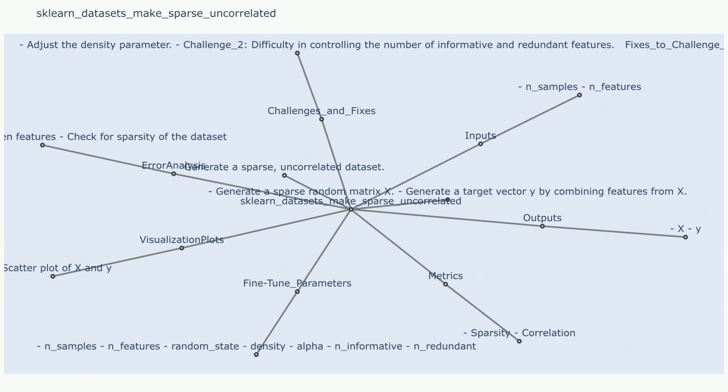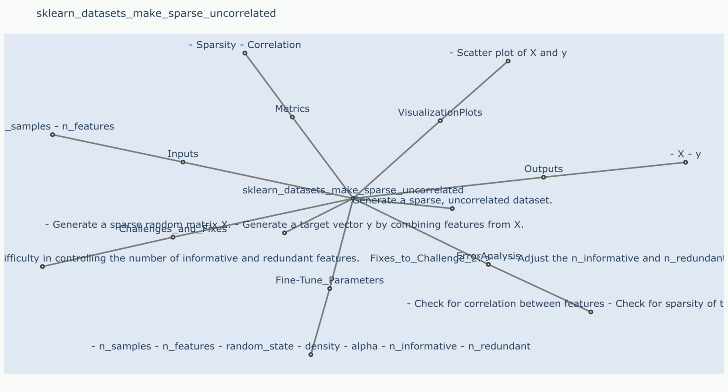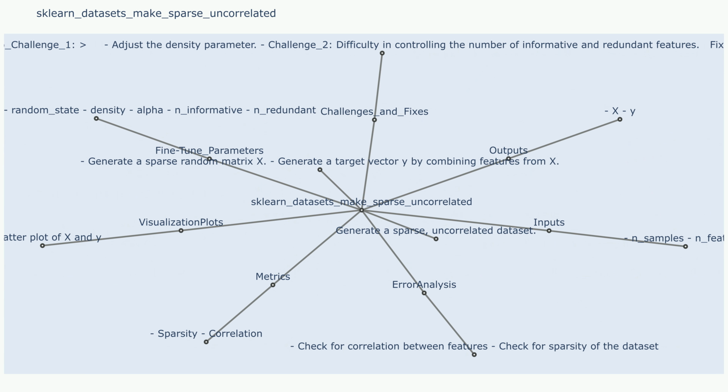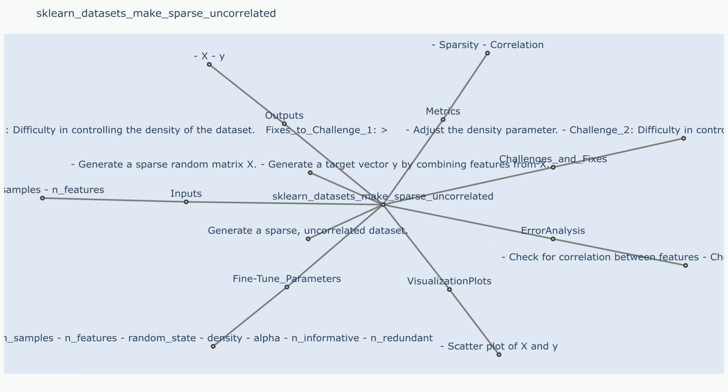Outputs: X, a NumPy array of shape n_samples by n_features containing the generated data. Each row of the array corresponds to a sample, and each column corresponds to a feature. y, a NumPy array of shape n_samples, containing the target values for the generated data. The target values are generated randomly from a uniform distribution. Steps: a sparse matrix with random non-zero entries is generated. The density of the matrix is controlled by the density parameter. The target values are generated randomly from a uniform distribution.